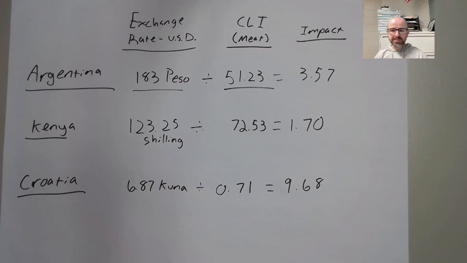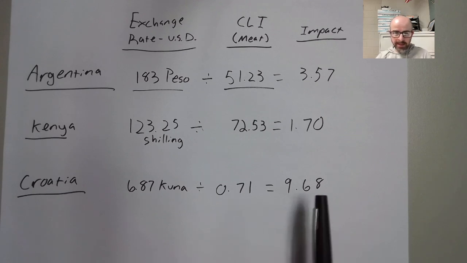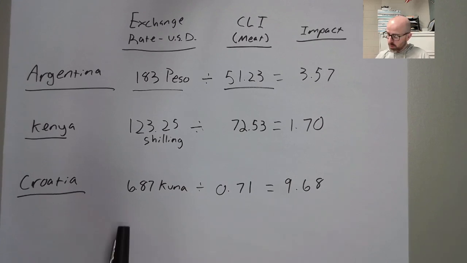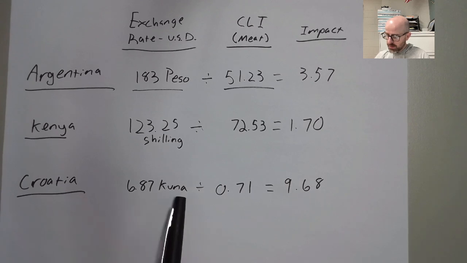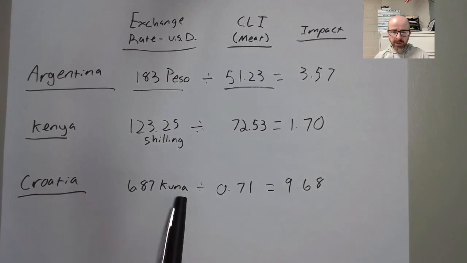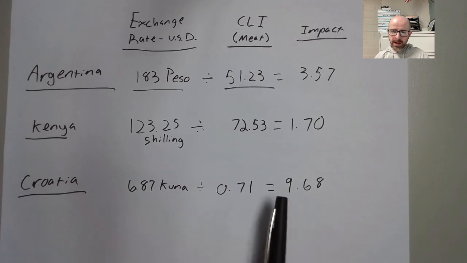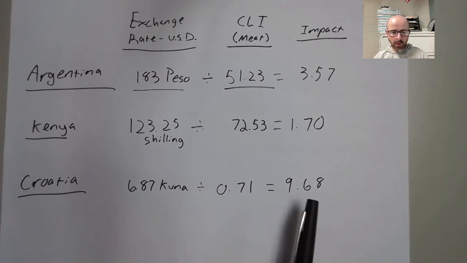So, which one do you think has the most impact for my dollar? Well, it looks like if I go to Croatia, I could get almost 10 times the amount of meat as I could in the United States. That's because every dollar will give me 6.87 kuna, and with 6.87 kuna, I can buy this much meat. So that's what we are looking at for your impact.